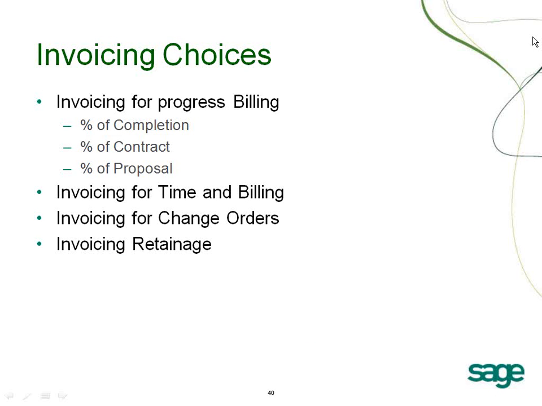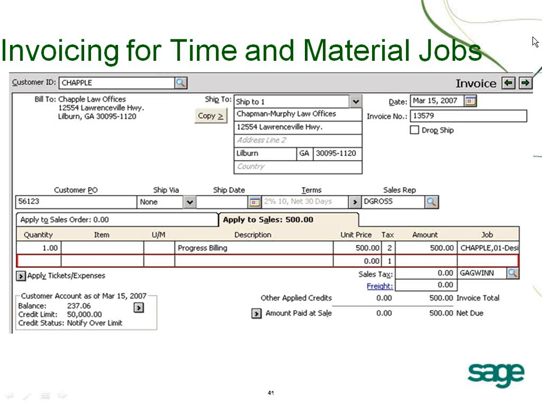The invoicing choices that you have in Peachtree are percentage of completion, percentage of contract, percentage of proposal. You can also invoice in Peachtree for time and billing. You can invoice in Peachtree for change orders. And lastly, you can invoice in Peachtree for retainage amounts that have been withheld from your customer invoices.